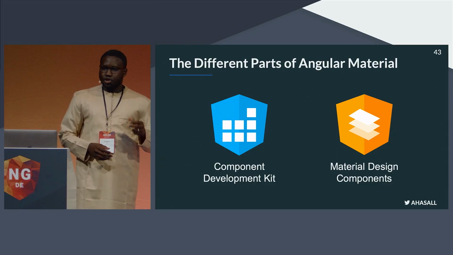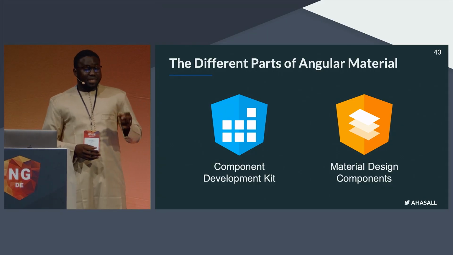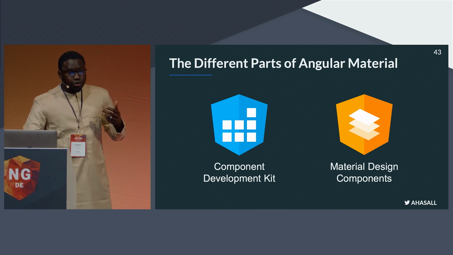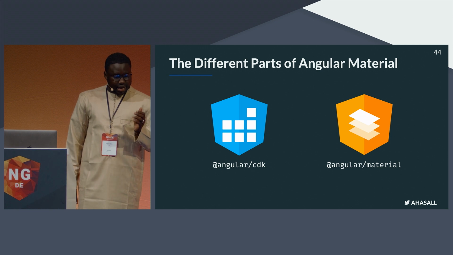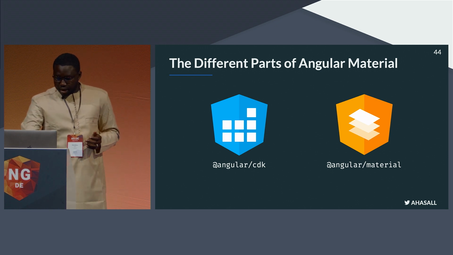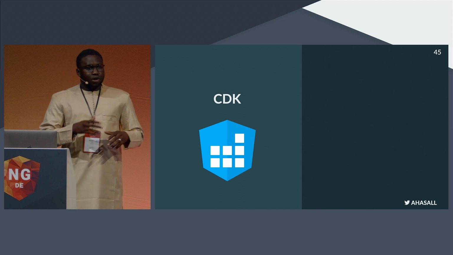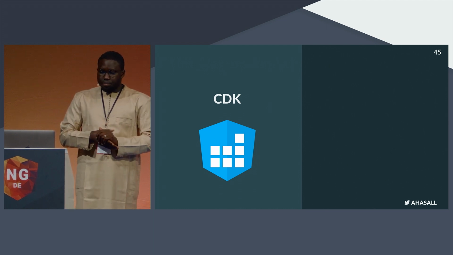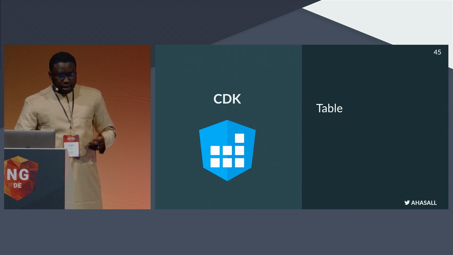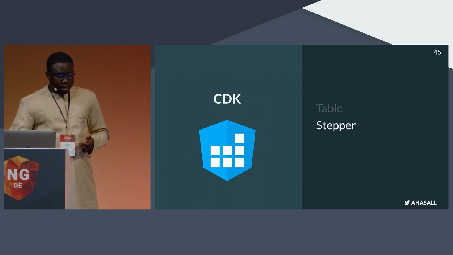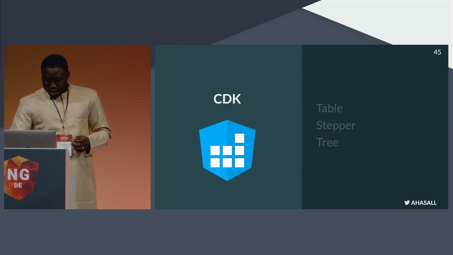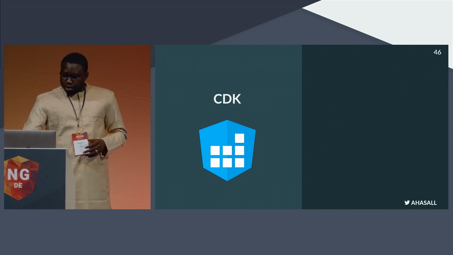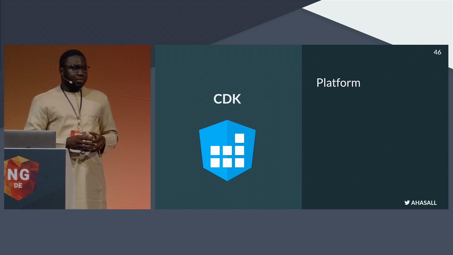And Angular Material is comprised of two parts: the CDK, the Component Dev Kit, and the Material Design components. So when you use it, you install two different packages, @angular/cdk and @angular/material. And the CDK provides first a set of unstyled components, like a data table, a stepper, and a tree that you can use outside Angular Material if you want. And it also provides some services that implement common behavior.